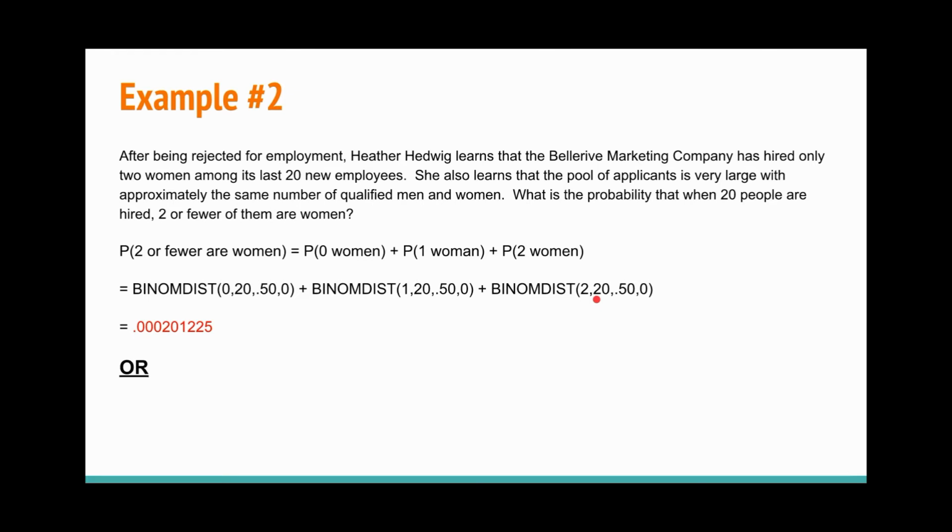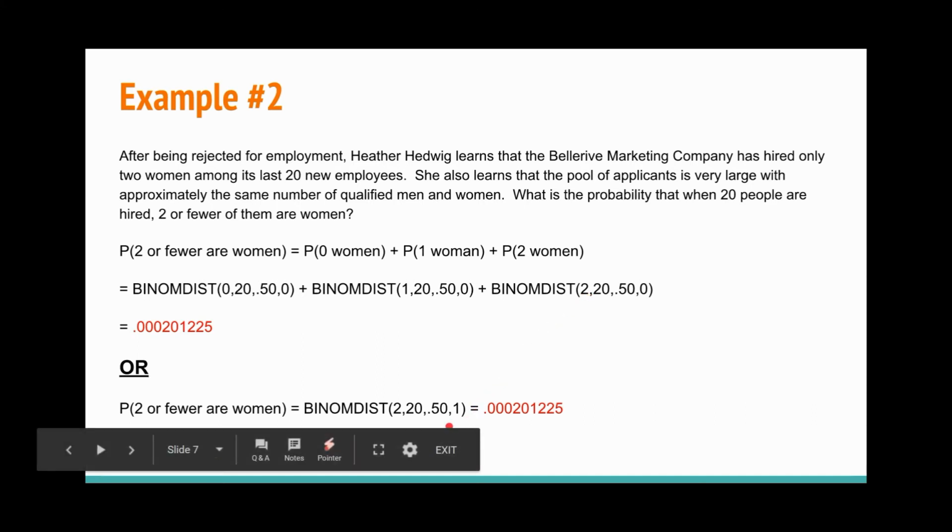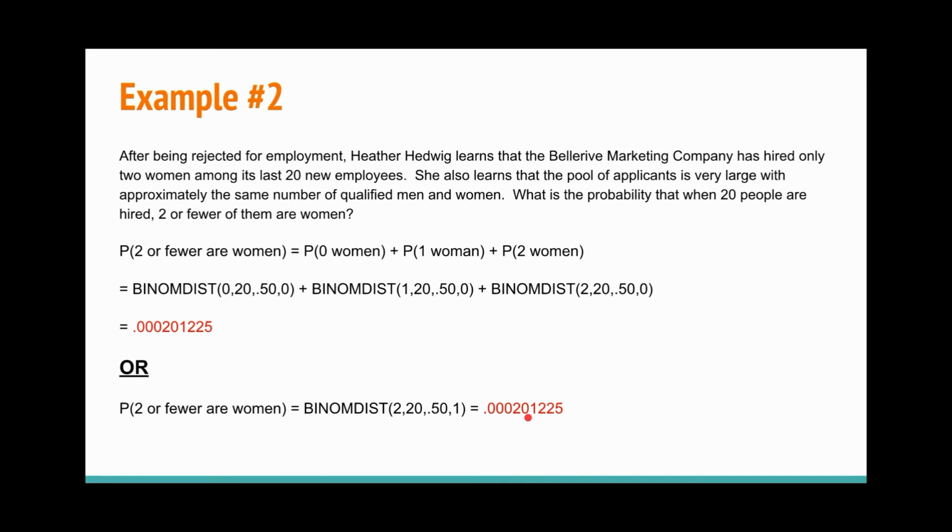Or you could do this a little bit differently. Again, instead of adding each individual probability up separately, you could do a cumulative calculation. So notice these all ended with zeros, saying that they were finding the exact number of successes. But if we do a cumulative calculation down here, we're going to go from 0 all the way up to 2 and add those together, and you'll get the exact same calculation.